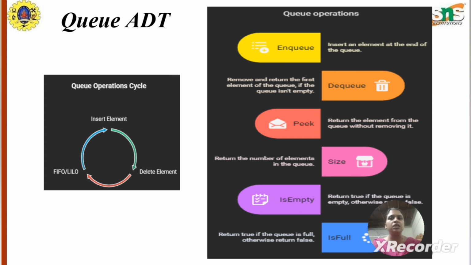The next one is empty. It is going to check whether the queue is empty or not. The next function is full. It is going to return true if the queue is full, otherwise it is going to return false if the queue is not full.